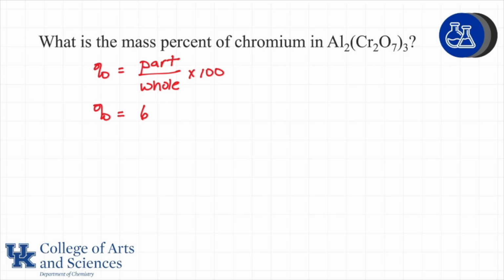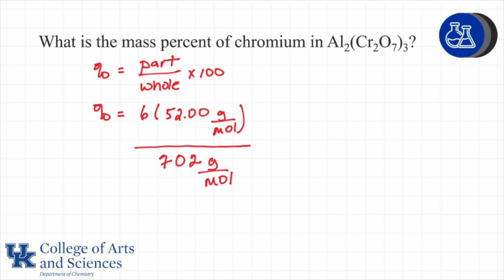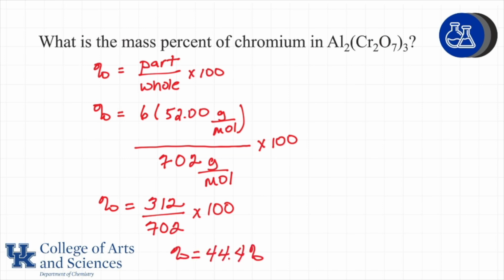What I'm going to do is take 6, because there are 6 chromiums in this compound, because we have 2 chromiums in each dichromate, and there are 3 dichromate groups, for a total of 6 chromium atoms in 1 unit of aluminum dichromate. I'm going to multiply that by the molar mass of chromium, which is 52.00 grams per mole. And then in the denominator for the whole, I'm going to get the molar mass of aluminum dichromate, and that is 702 grams per mole. And I'm going to multiply that by 100. And when I do, I get 312 over 702 times 100, which ends up being 44.4%.